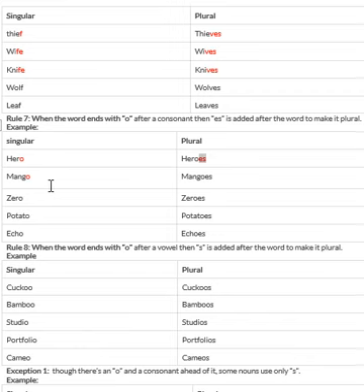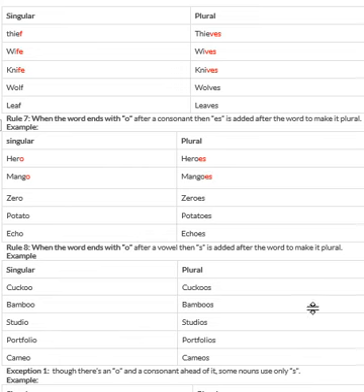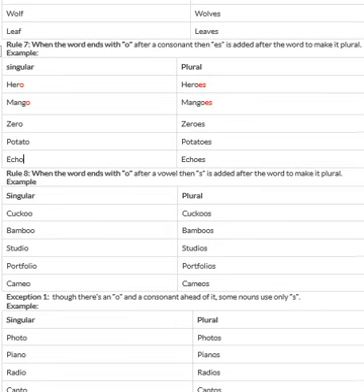Mango, the last letter is O, but before O there is G. So we will have to put ES after the word mango to make it plural. In the same way, zero becomes zeros, potato becomes potatoes, echo becomes echoes.